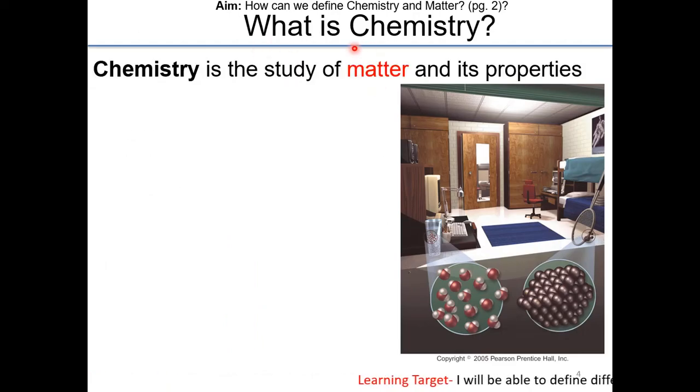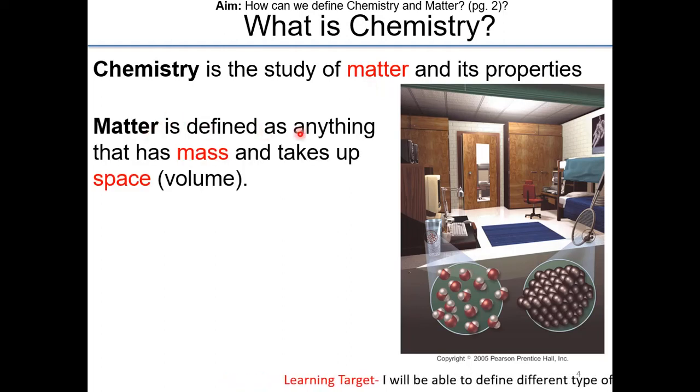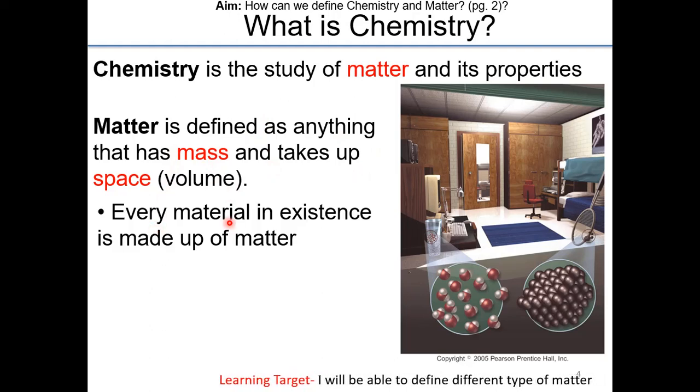What is chemistry? Chemistry is the study of matter and its properties. Notice that this word is highlighted red. This is the word that you're going to fill in the blank in your packet. Matter is defined as anything that has mass or takes up space, which is volume. Every material in existence is made up of matter.